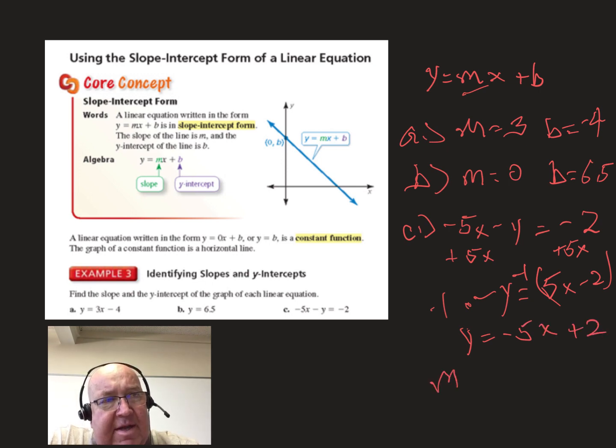So our m is negative 5. Our y-intercept is 2. And it's that way.